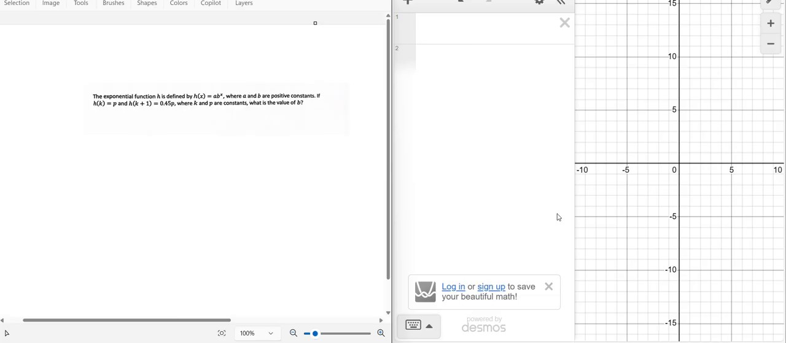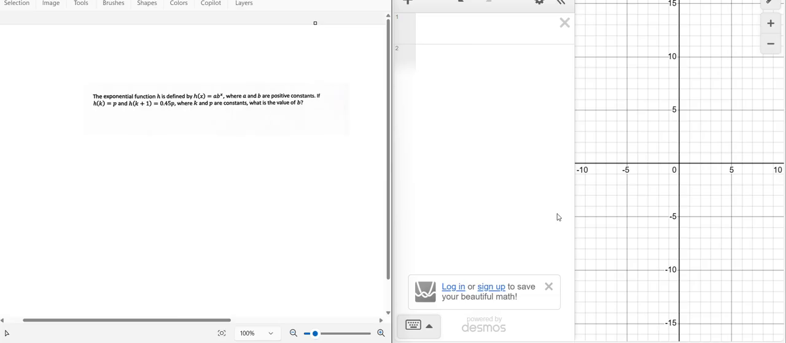In this video we are going to do a question on the exponential function. Before doing this, we'll understand the question in our own language. So let's go. The exponential function h is defined by h(x) = ab^x, where a and b are positive constants.